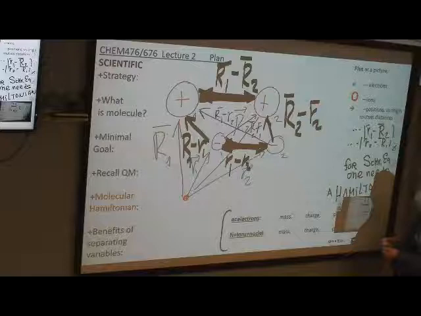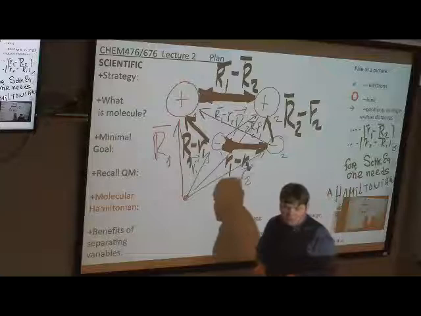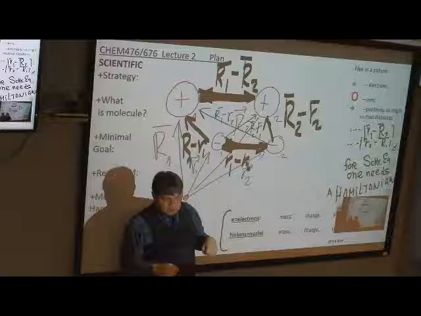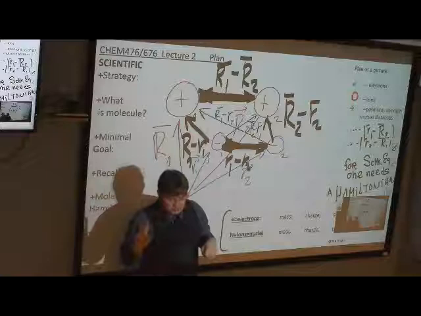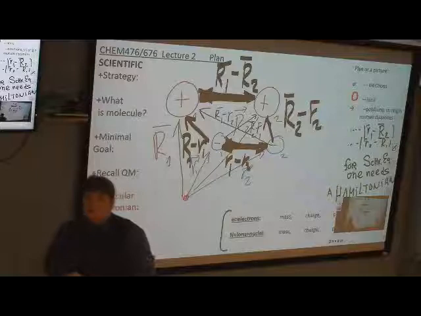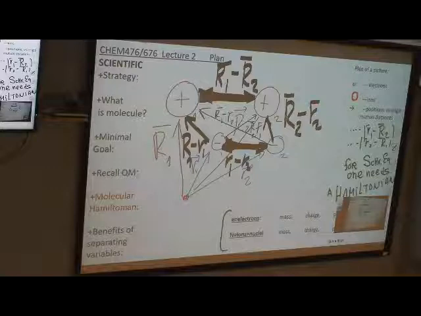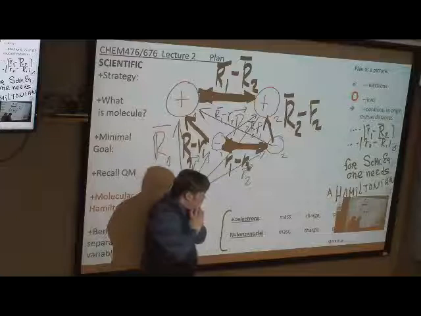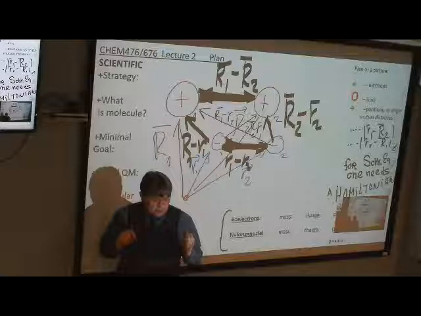So how many attractive terms will be here? Four. How many repulsive terms? Same? Two. Yeah, one between two nuclei and one between two electrons. Okay. So if I do want to write at least potential energy, I need to write down six times Coulomb's law, right? Six terms.